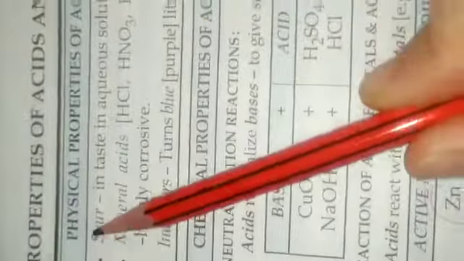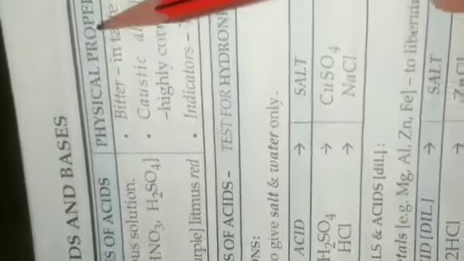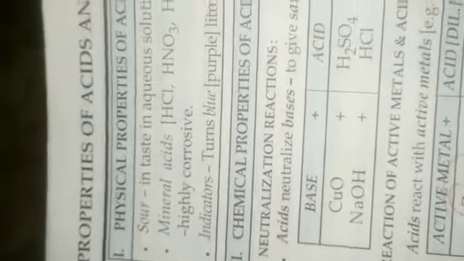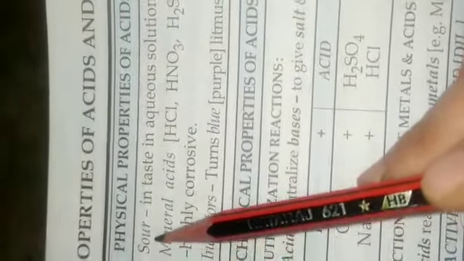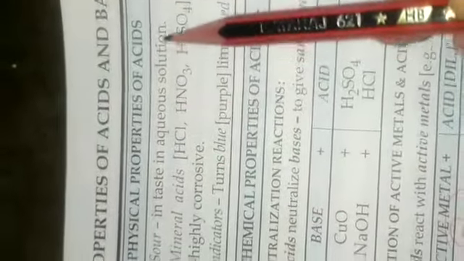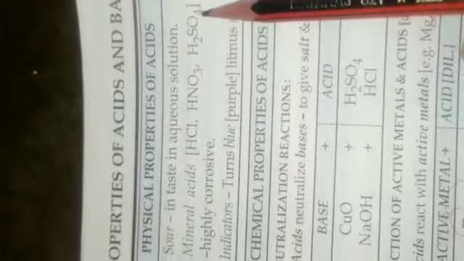Now the next is the properties of acids and bases. First we will discuss the physical properties of acids and bases. First is the physical properties of acids. Acids, we all know, are sour in taste in their aqueous solution, such as mineral acids like hydrogen chloride, nitric acid, sulfuric acid. They are highly corrosive. Okay, so mineral acids like these are corrosive in nature.